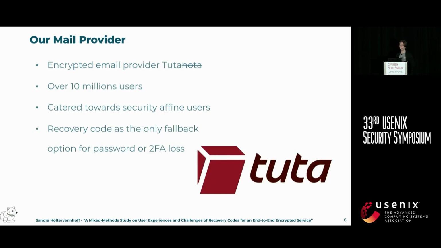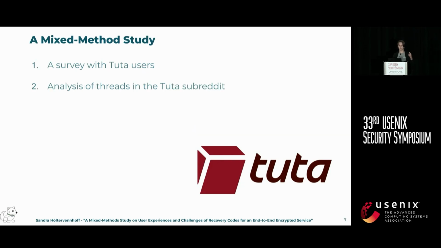Gladly for our work, we could get help of the email provider Tutao, formerly known as Tutanota, and investigate their user base and the handling of the recovery code as a case study. Tutao is a secure end-to-end encrypted email provider catered towards security-affine users. It has more than 10 million users by now. They deploy recovery codes as the only option in case of password loss, or if activated also in case of 2FA loss.